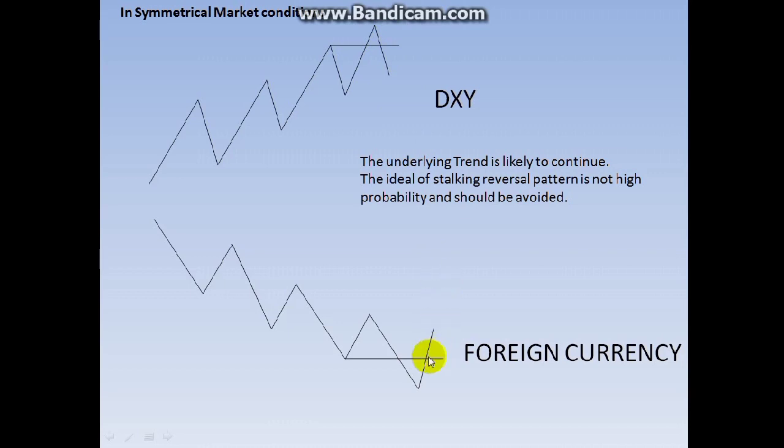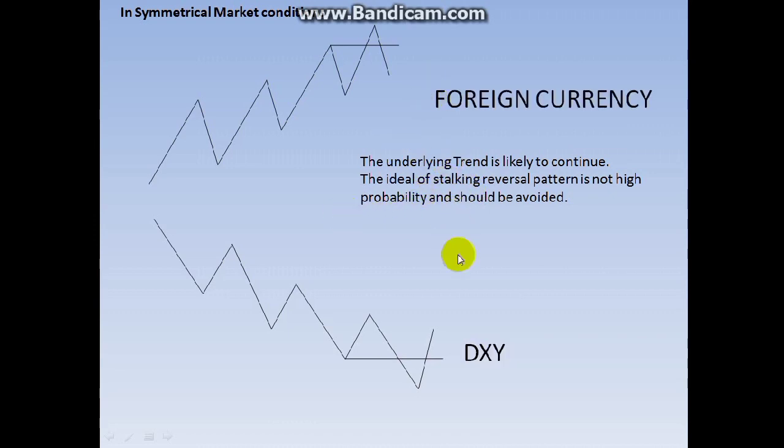Price can just make a higher high and start trading lower, and it can be in a symmetrical market condition. It doesn't mean price cannot do what it wants, just that the probability of expecting a reversal is low compared to non-symmetrical market conditions. Okay, so this is just a flip around. We have the foreign currencies trading higher and a bearish DXY. As you can see, as foreign currencies make higher highs, higher lows, the dollar index is making lower highs, lower lows, lower highs, lower lows, lower highs.